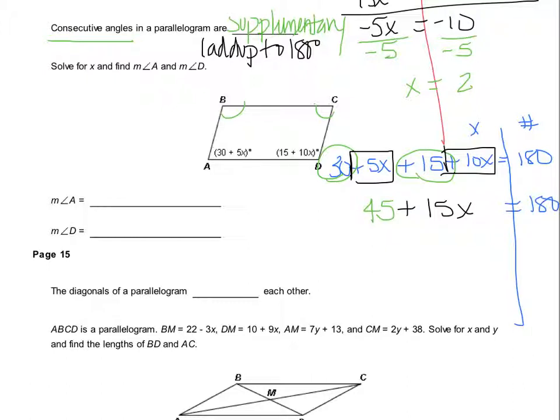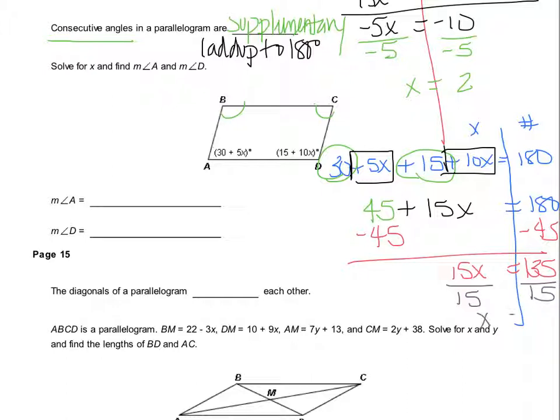And now I can solve. So I want my x's by itself. I need to get rid of my 45. So I'm going to subtract 45 from both sides, and I have 15x equals 135. And then for my final step, I can divide both sides by 15. And I get that x equals 9.